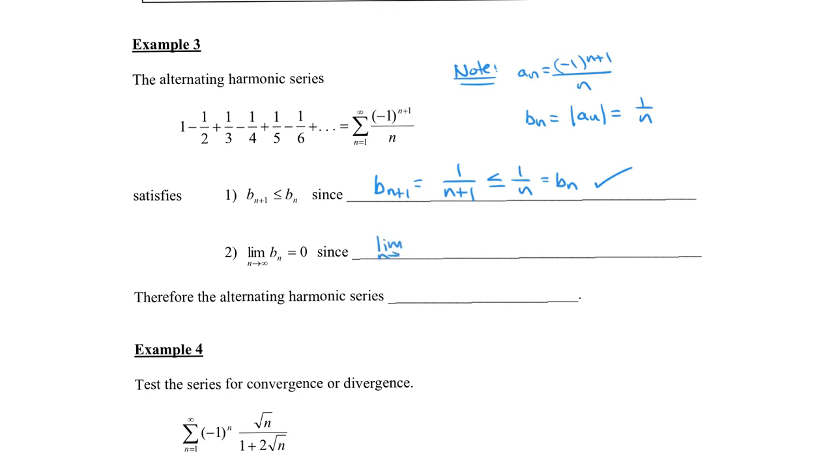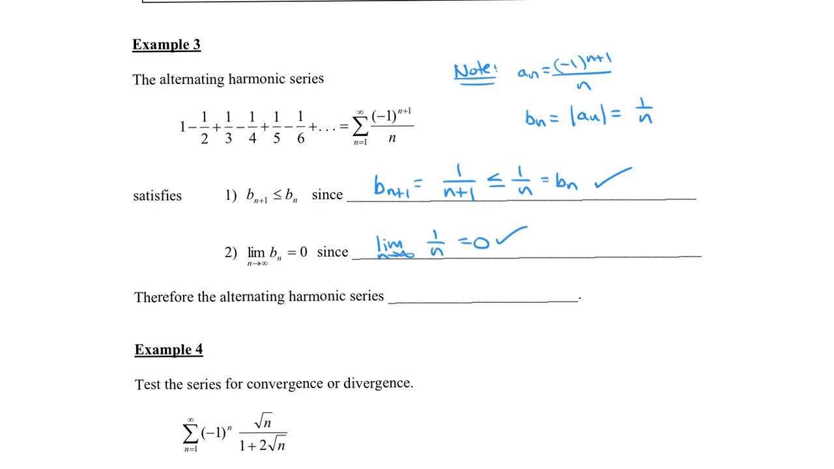The limit as n approaches infinity of b sub n is the limit as n approaches infinity of 1 over n, and clearly that is 0, right? It's a Calc 1 problem. As n gets bigger and bigger and bigger, approaching infinity, we have 1 divided by a giant number. We can make this as close to 0 as we want just by making n big enough, so the limiting value of this is 0.